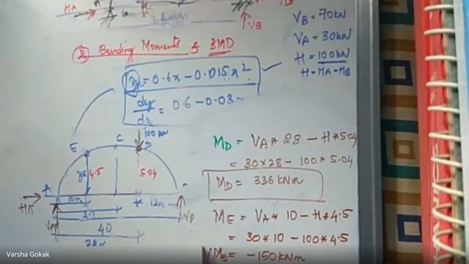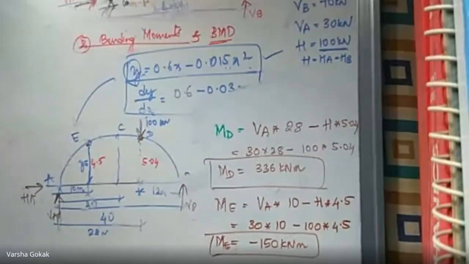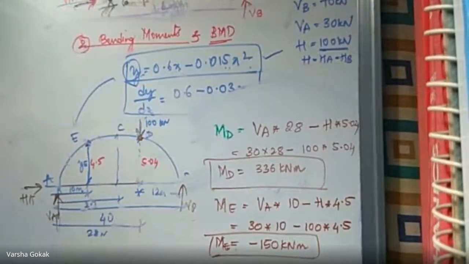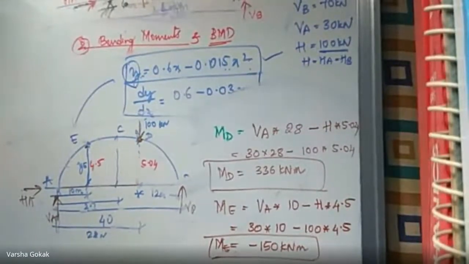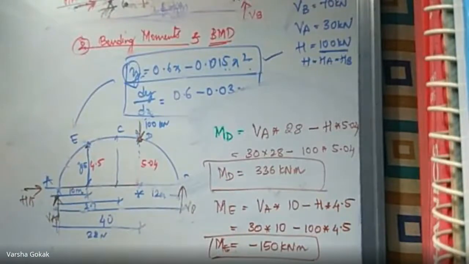150 kilonewton meter. Right? Apart from this, the rest of the moments are zero only, no? The other values we have? No. Moment at A and B are zero. A, B, C are zero, and these are E and D points. So these are our moment points.